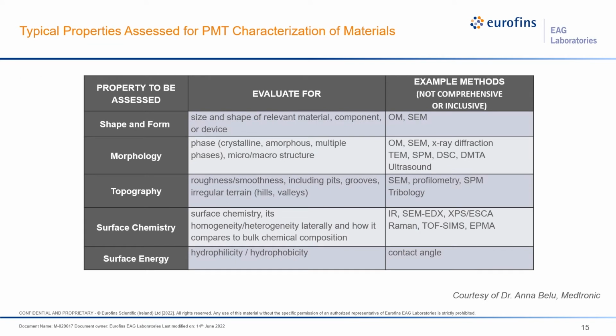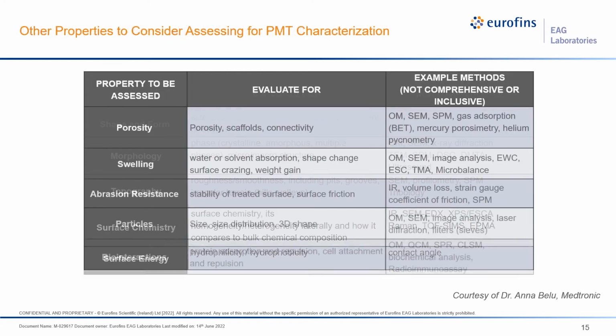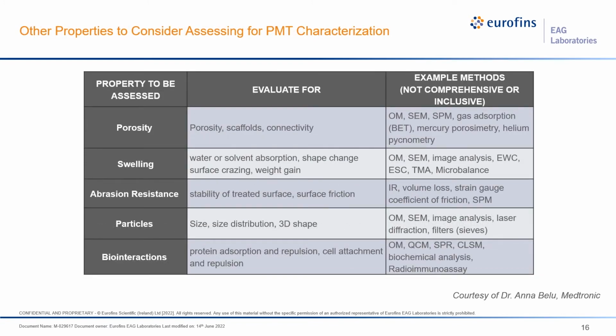The next two slides will highlight the techniques that can be used to study the physicochemical, morphological, and topographical properties of these materials. The table lists various properties assessed, such as shape, morphology, topography, surface chemistry, and others. It also lists what it evaluates and some of the most common techniques used. This is an extension of the previous slide. This list is not comprehensive, but is a good starting point to understand the usefulness of Part 19 characterization of medical device materials.